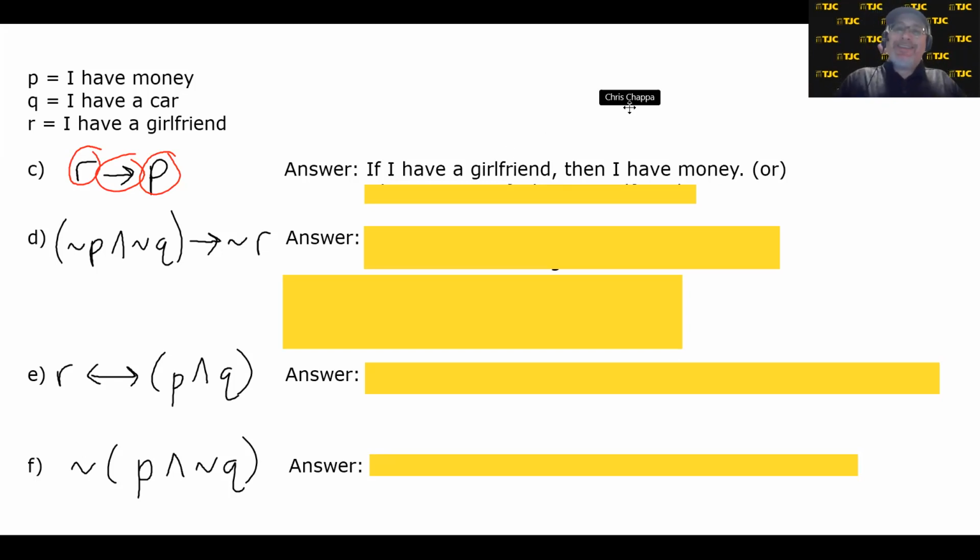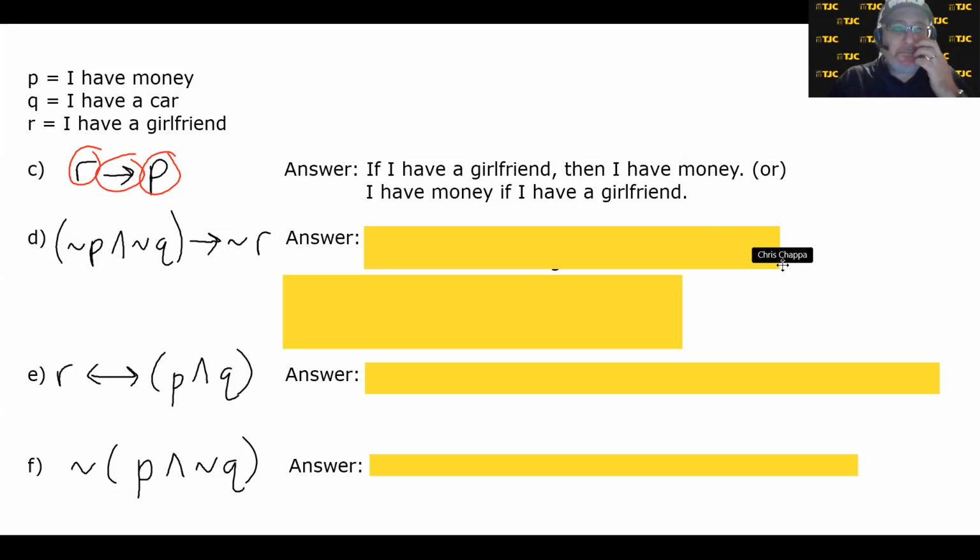Is there a different way to read this? Well, remember in the previous video, we had the example where the order was switched and the word then was implied but not stated. So if we switched it and removed the word then, it would say, I have money if I have a girlfriend.